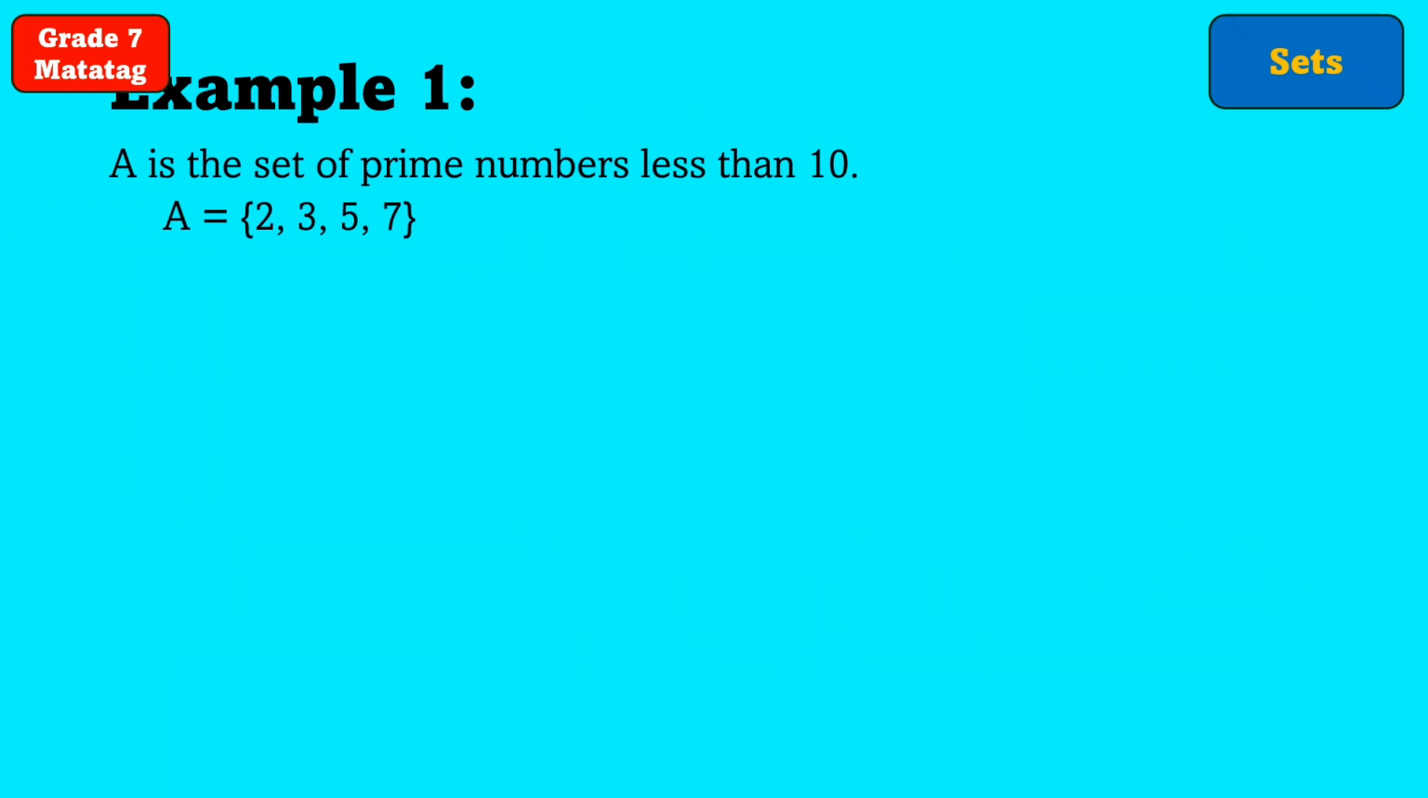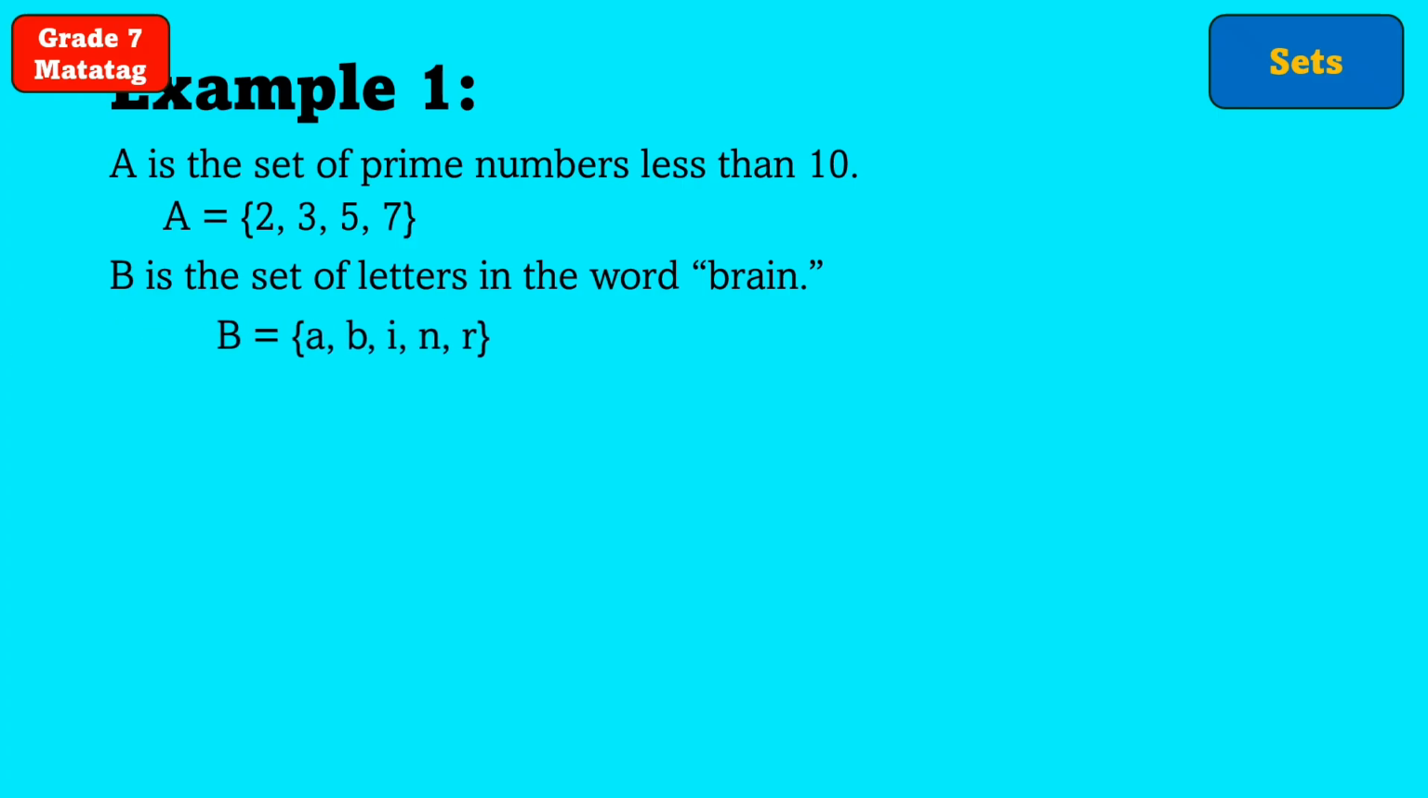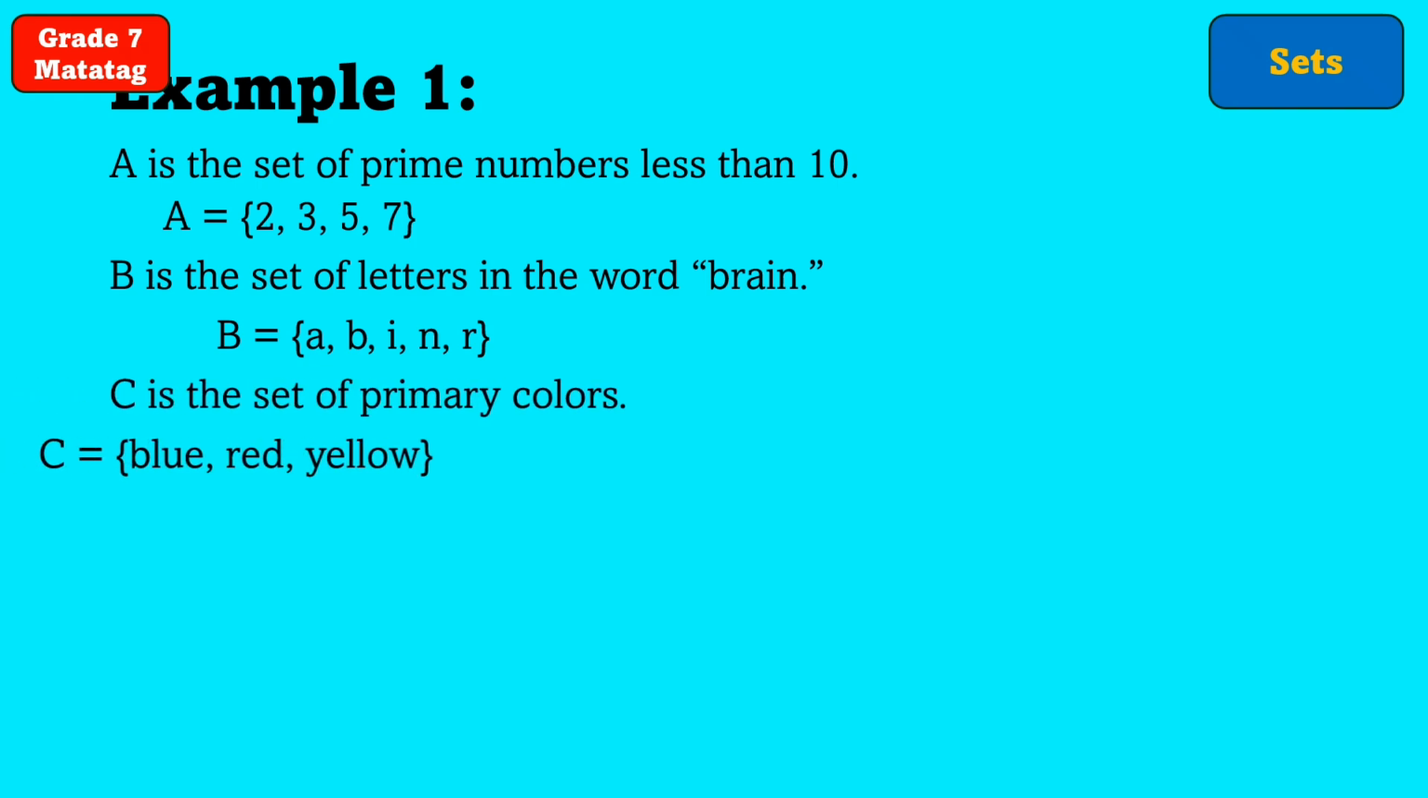Here are the examples of sets. A is the set of prime numbers less than 10 with the elements 2, 3, 5, 7. B is the set of letters in the word brain. We have B, R, A, I, N. Again, elements may not have specific order. C is the set of primary colors. We have blue, red, yellow.